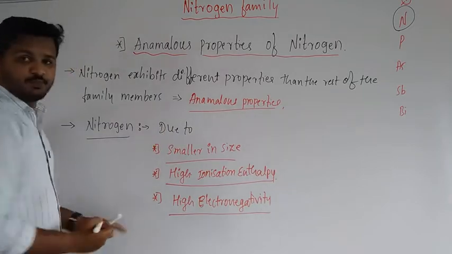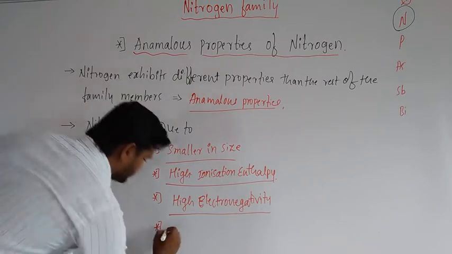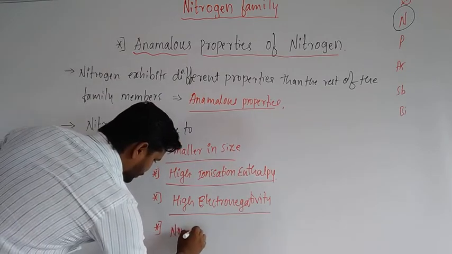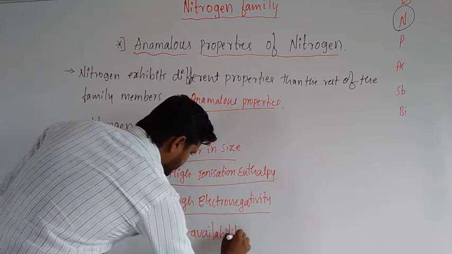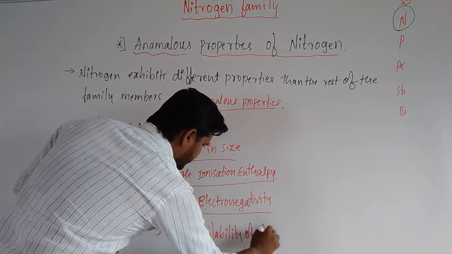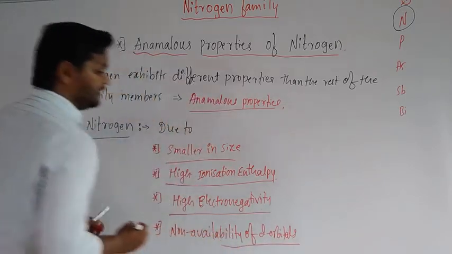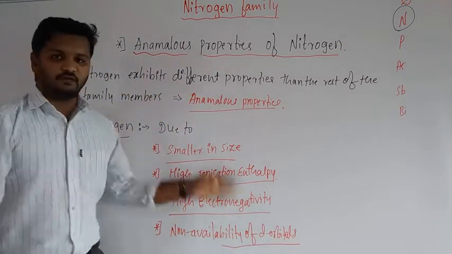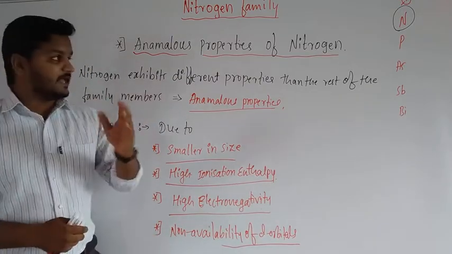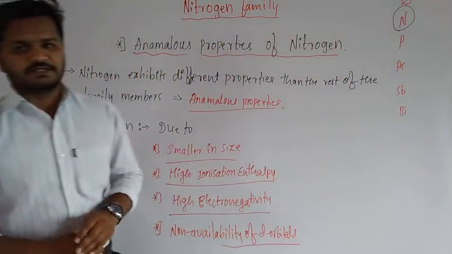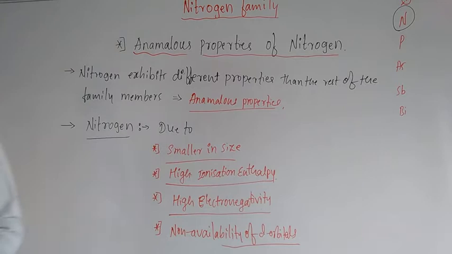And students, the last reason to exhibit different properties is the non-availability of d orbitals. So these are the four reasons to exhibit different properties than the rest of the family members of group 15. Okay, so these are the reasons. Take them.